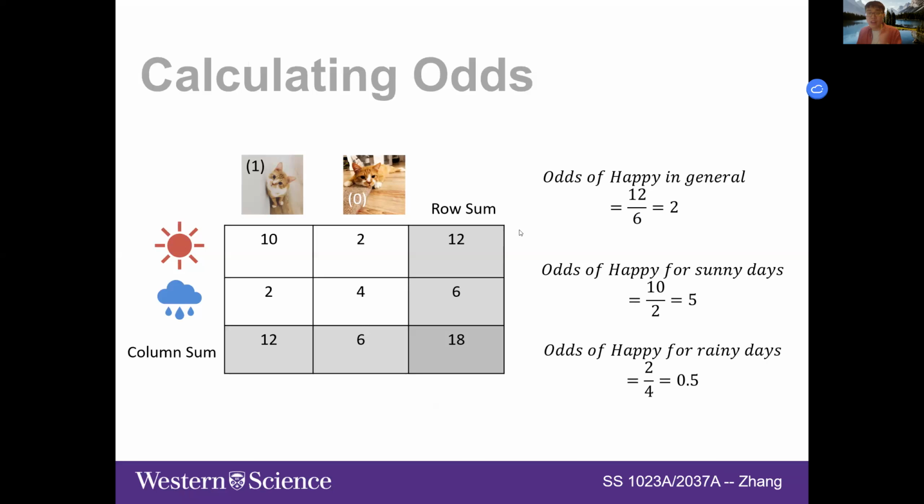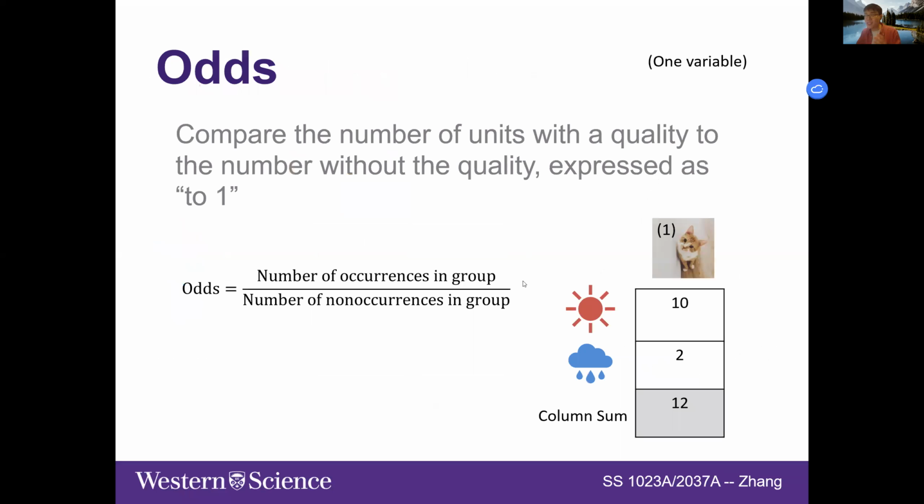Oh, so in odds, we cannot say 10 in 2. We have to say 10 to 2, or you can say the odds is 5 in this case. Only in the risk can you say 10 in 12, because that makes sense as risk is about percentage. But odds is not a percentage, so we cannot say something in something. We have to say something to something. That's just something about the wording.